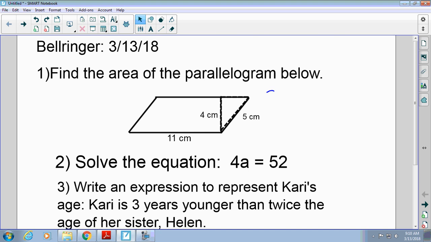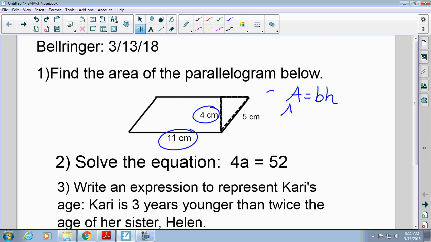What are the lengths of those 2 sides, I should say? Mackenzie, what are they? 11 centimeters and 4 centimeters. Very good. These 2 lines form right angles. So it would be 4 centimeters and 11 centimeters that you would use. Now we need to put the formula for a parallelogram, which is base times height. The area equals 11 times 4.